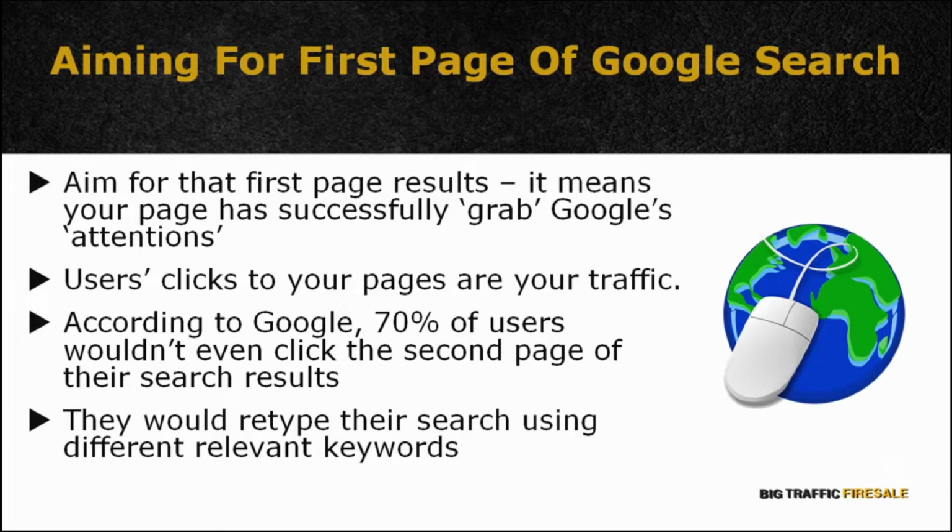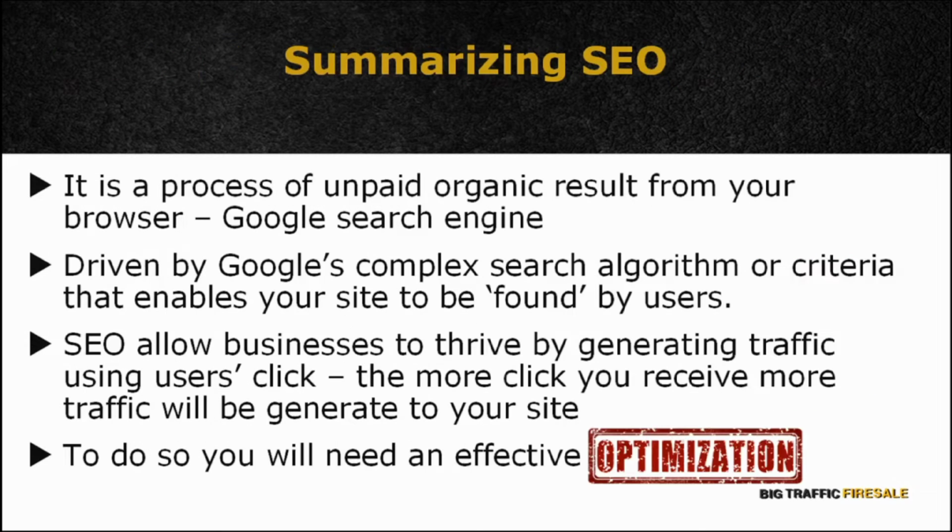Research shows that 70% of Google users wouldn't even click the second page of their search results. If they can't find it on the first page, they would retype their search using different relevant keywords. Thus, the cycle continues. So let's do a small recap of SEO.